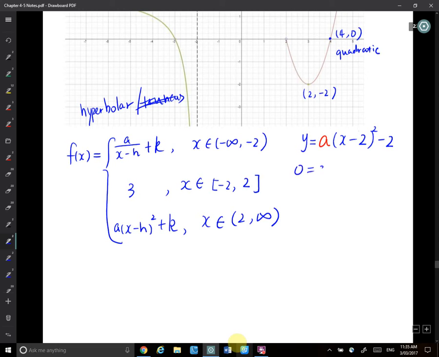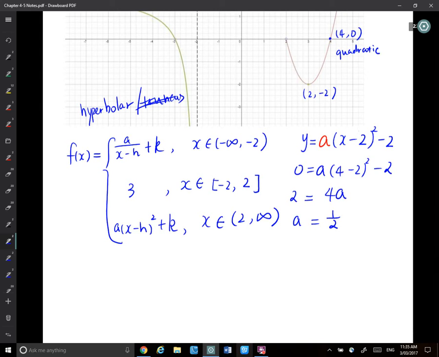So 0 equals a times 4 minus 2 squared minus 2. So 4 minus 2 is 2, 2 squared is 4, so it's 4a. So a equals a half. Okay, so I can change this rule here now. That's a half x minus 2 squared subtract 2. Okay?